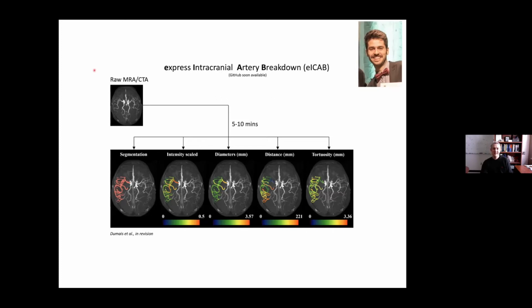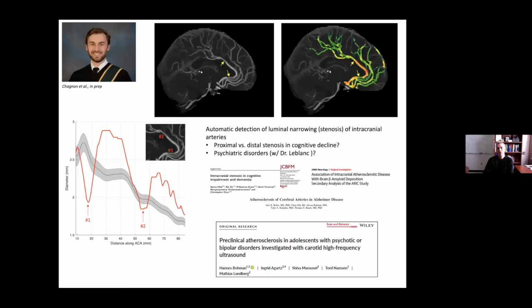Basically, it takes any MRA image, no matter its quality or orientation, and within 5 to 10 minutes, depending on the type of computer, it will spit out a labeled image of all arteries, from which then you can choose to look at the intensity as a function of its distance, the diameter as a function of its distance, and so on and so forth. One addition that we're adding to the software is the work of Maxime Chagnon, MSc student in my lab, who's now taking it one step further.